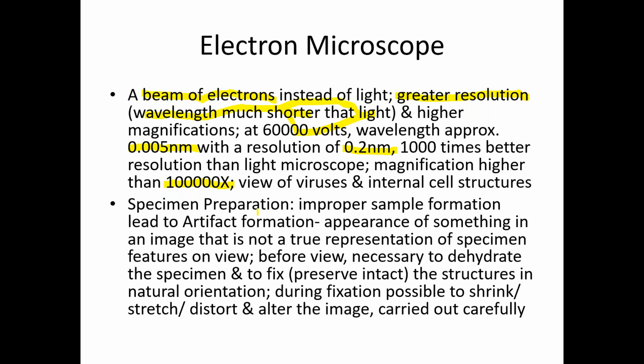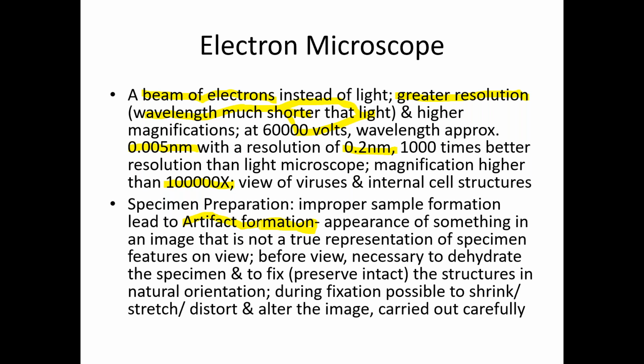Fine. So in electron microscopy, we are now passing on to the first stage, that is specimen preparation. How do we get a specimen ready for electron microscopy? Improper sample preparation will lead to artifact formation. So if we are not preparing our specimens properly in electron microscopy, it may lead to a phenomenon called artifact formation. What is artifact formation?